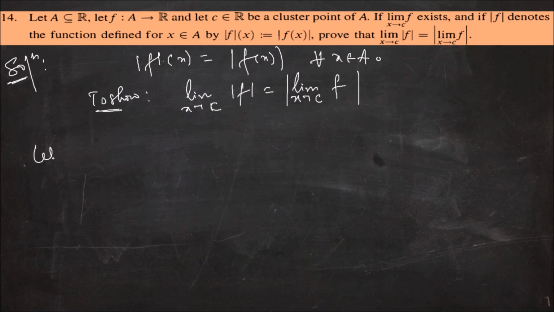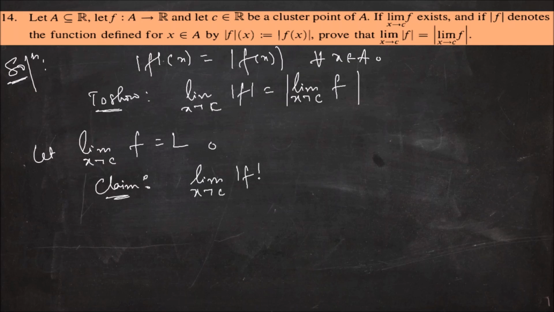So let limit x tends to c f equal to L, because it is given that limit x tends to c f exists, so we can assume it to be some real number L. So we will show that limit x tends to c mod f is equal to mod L. So claim: limit x tends to c mod f is equal to mod L. So this we will show.